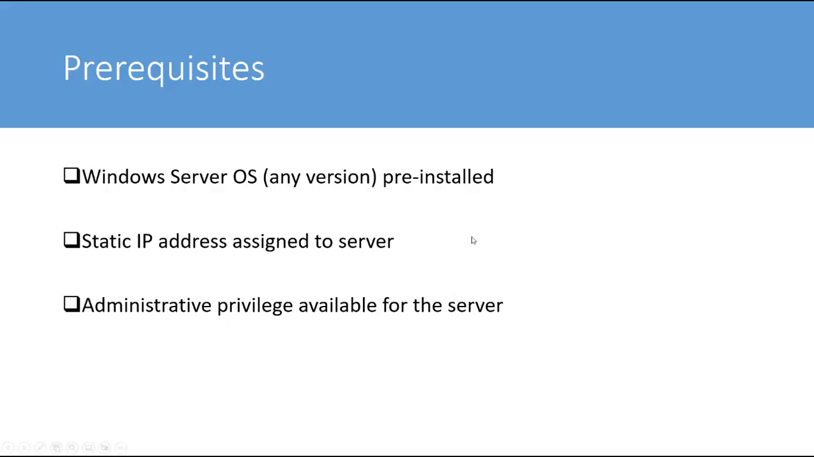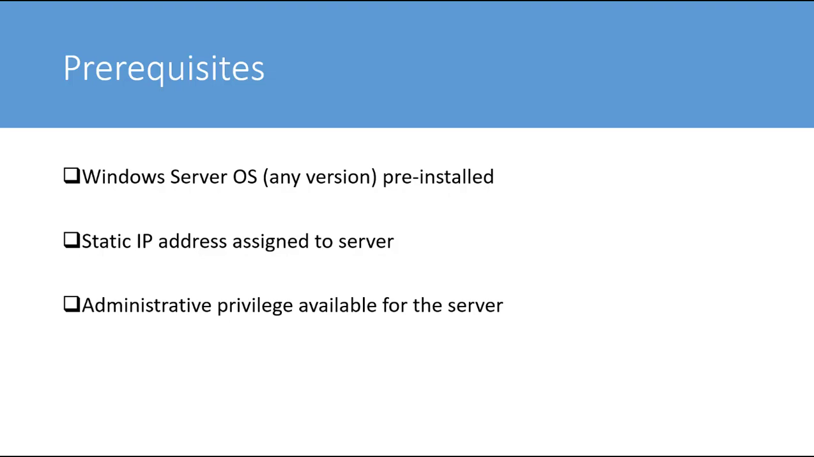The first prerequisite is to have a Windows Server operating system, any version like I mentioned previously, pre-installed. So you need to have a machine with the Windows Server OS pre-installed. If you do not have that, you can see the video that I've made to install it on your machine. Essentially, it should be appearing on the top right corner. The second item is to set up a static IP address on the server. And the last item would be to ensure that we do have administrative privilege available for the server.